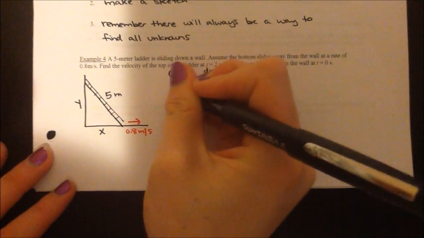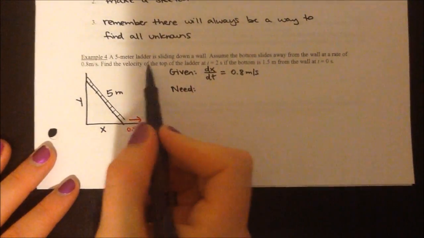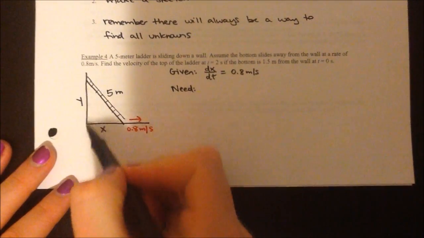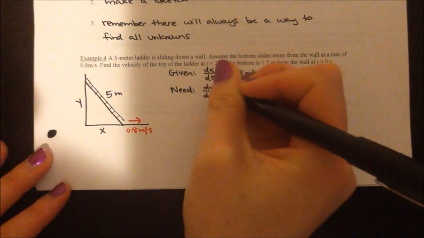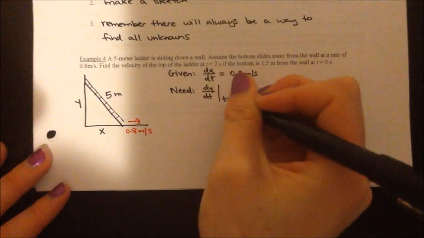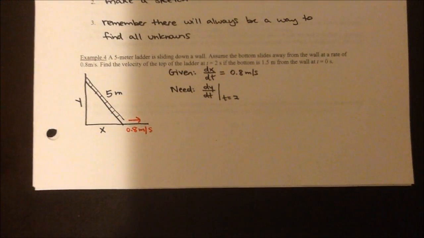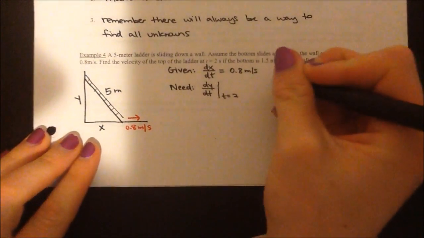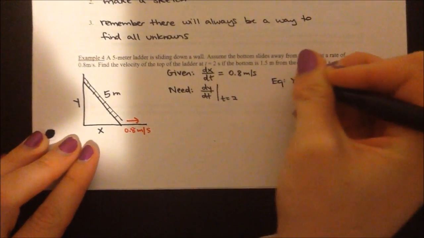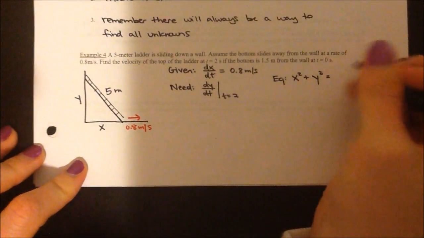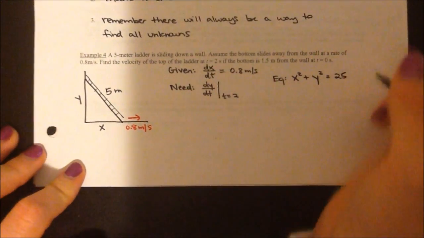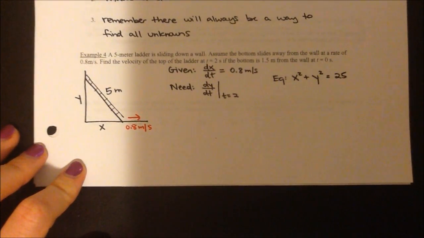What we need, we want the velocity of the top of the ladder. That means we want how this thing is changing. And that would be dy by dt when t equals 2. And then we need an equation that brings all this stuff all together. Okay, so the equation that relates these three sides together is none other than the Pythagorean Theorem. So we've got x squared plus y squared equals the ladder squared, which is always 5, and so 5 squared is always 25. That's our equation.